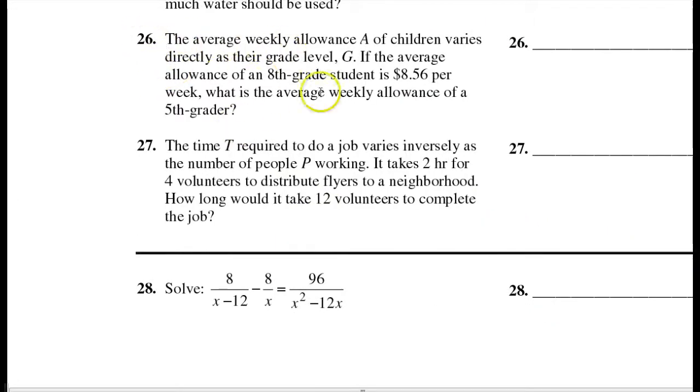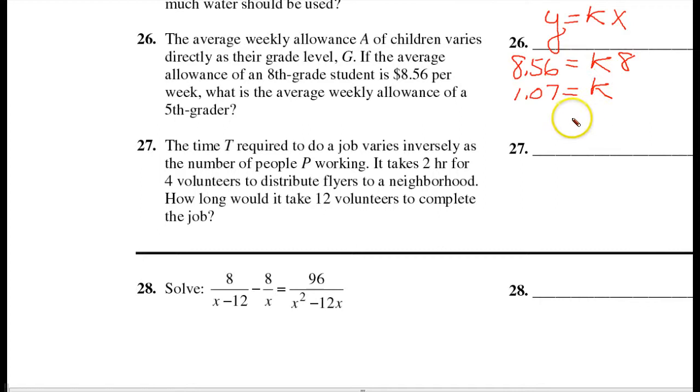Okay, number 26 is also a proportion, but it's a direct variation. Now you may recall for direct variation we use the formula y equals kx, where we have to solve for what k is. What is our constant of variation? Well, they're saying for an 8th grader, they get 8.56, and they're an 8th grader. So we get here k equals 1.07.